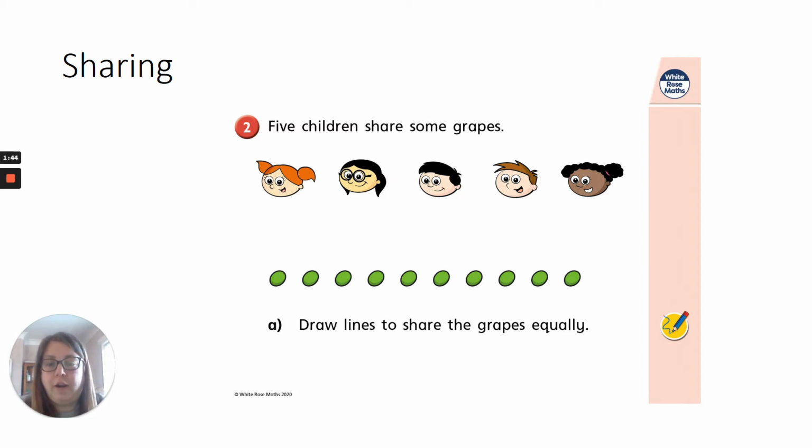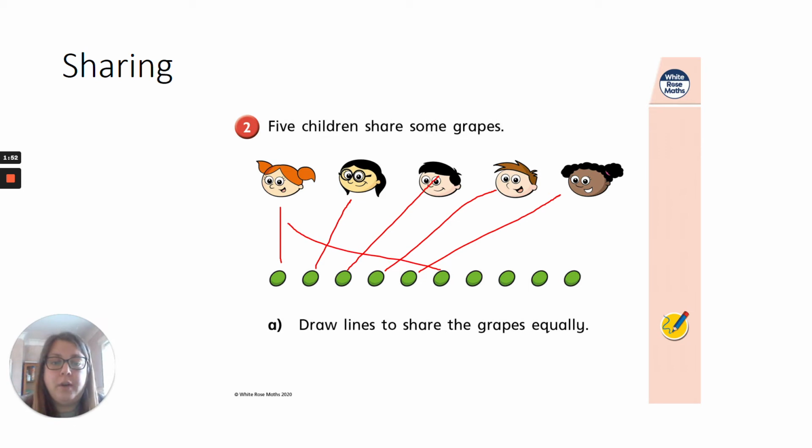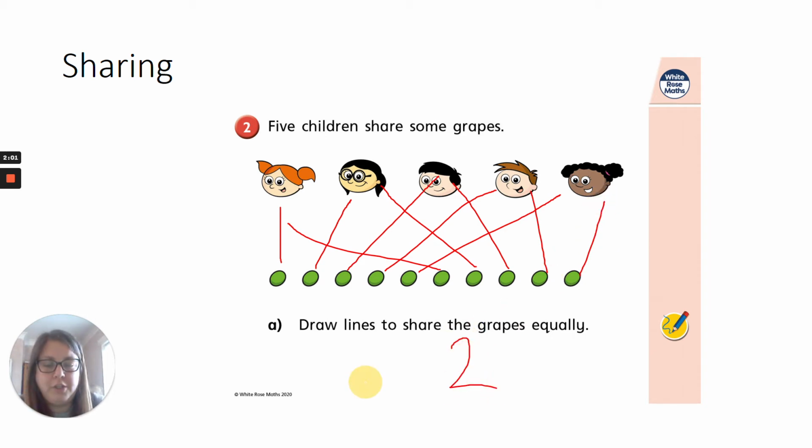So then I would draw a line from each grape to a person, making sure each person got 1. And then I would start again, drawing the line to each person from the grape. So I know that each person managed to get 2 grapes. Well done if you managed to do that.